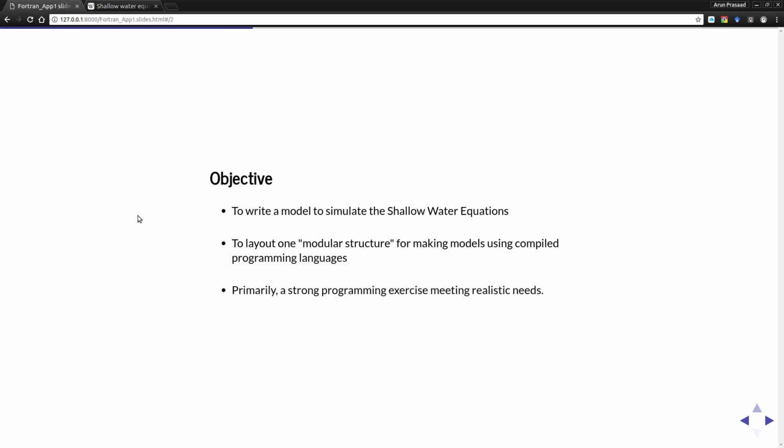This video is more of a strong programming exercise to meet realistic needs. Some people out there might have a research condition or a situation where they have to write their own model for some scientific research, some simulations, or some test applications. So this is going to target those people who want to write their own models but do not know or are a little bit hesitant as to how to start. This is going to be a good exercise in that regard. If you're someone who wants to write your own simulations, this could be used as an example for you to start working on it.